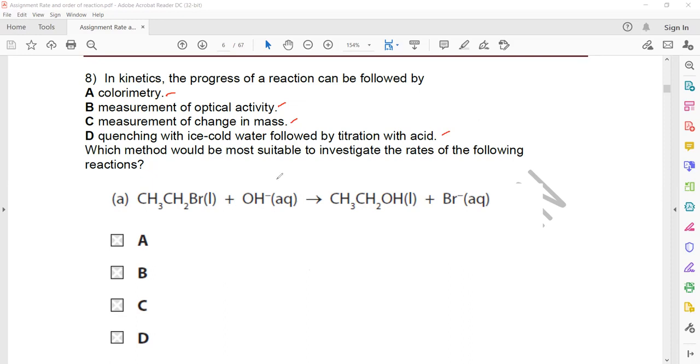So OH means alkali. What could be the right answer for part A? D. Yes, D will be right, because it's an alkali, and alkali can be quenched with an acid.